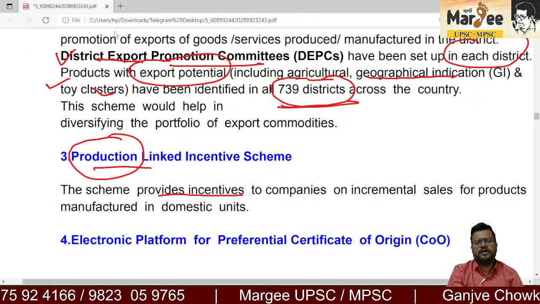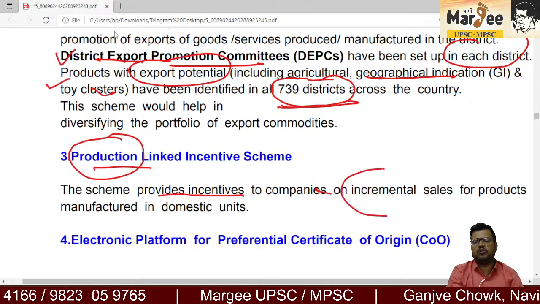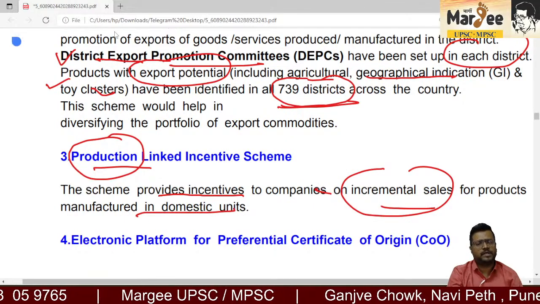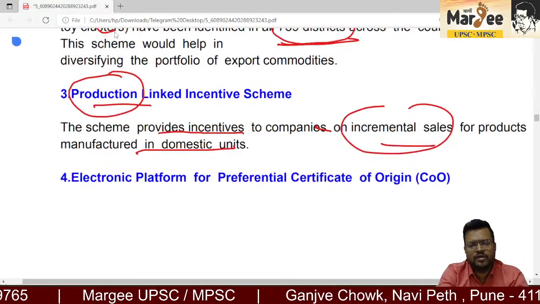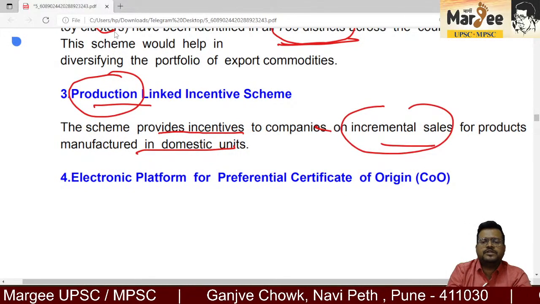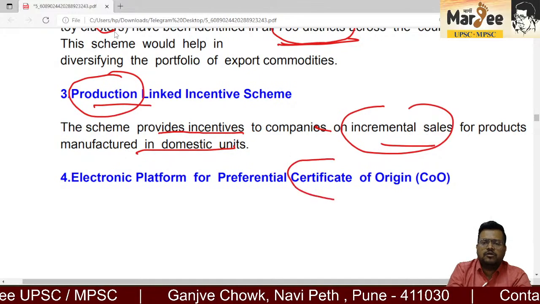Government provides incentive to companies on incremental sales for a product manufactured in a domestic unit. Production linked incentive scheme. Third is electronic platform for preferential certificate of origin. What is certificate of origin?